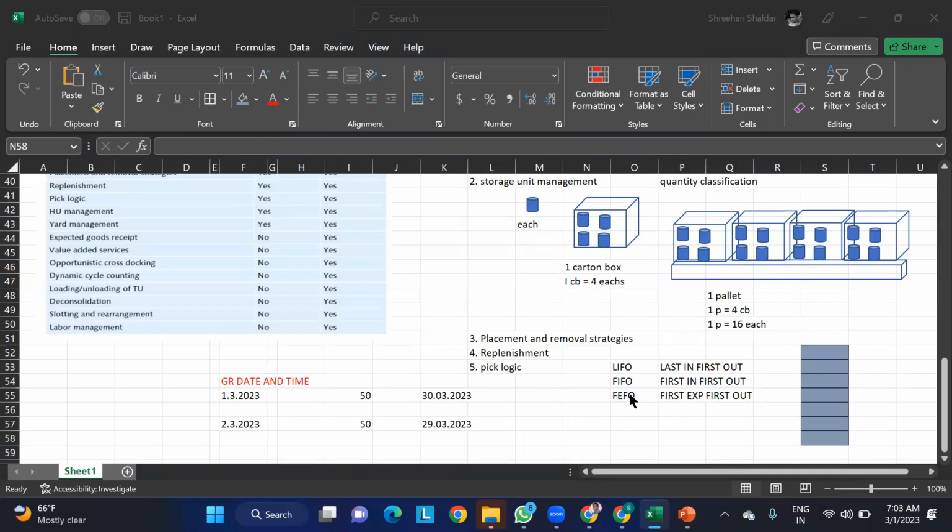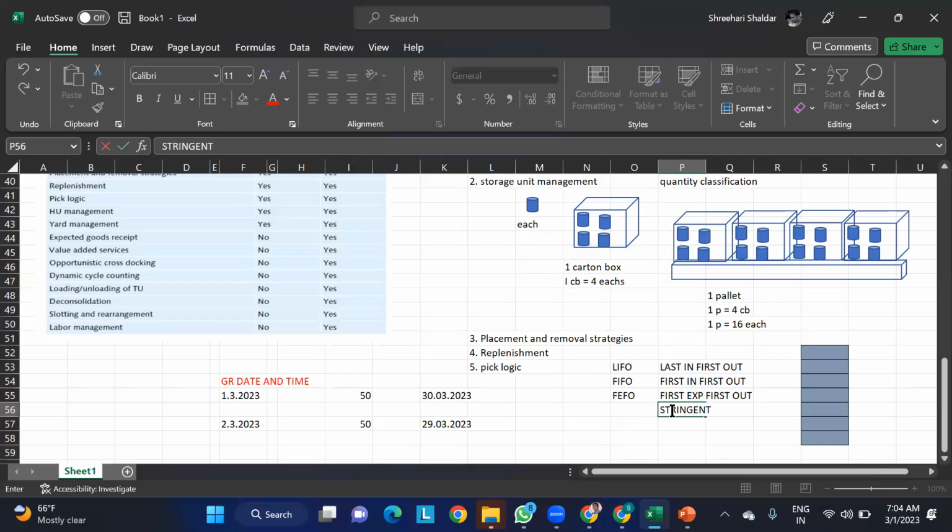What do you mean by first expiry, first out? We have taken materials on the first, third, and here the second, third. But the material we have taken on the second node has an earlier expiry date than the materials we have taken on the first. So in this case, first expiry, first out means we are sending these materials first. That is also called stringent FIFO.